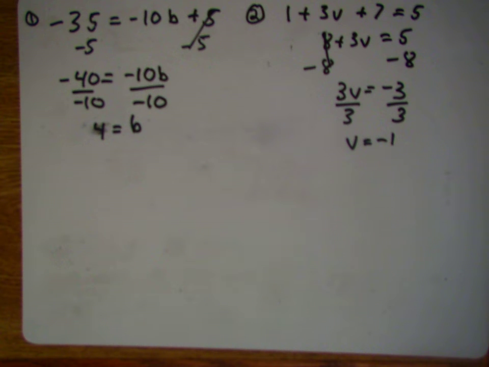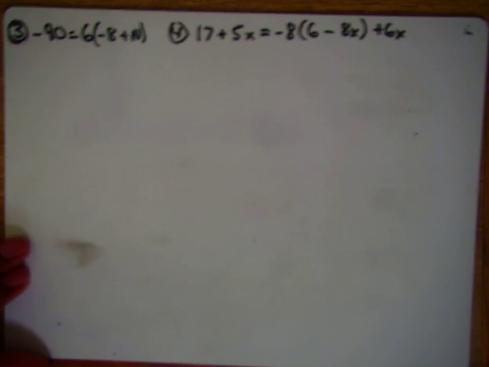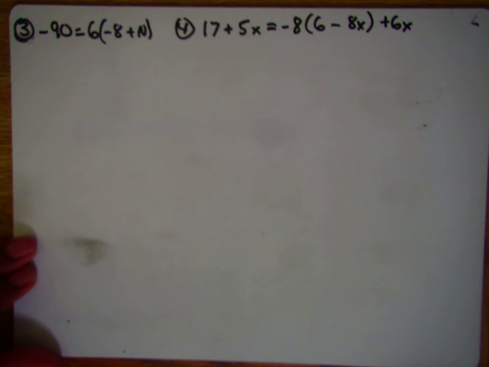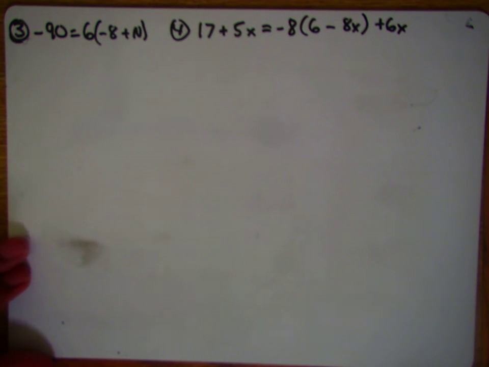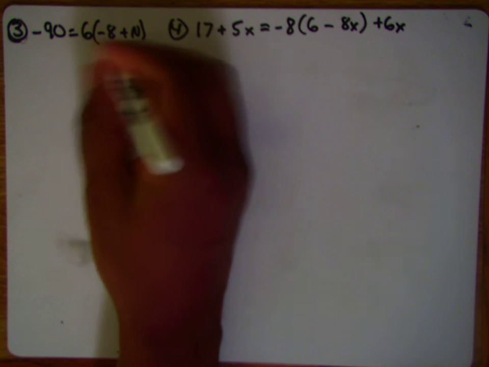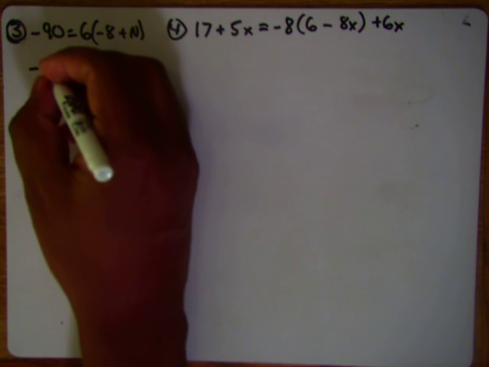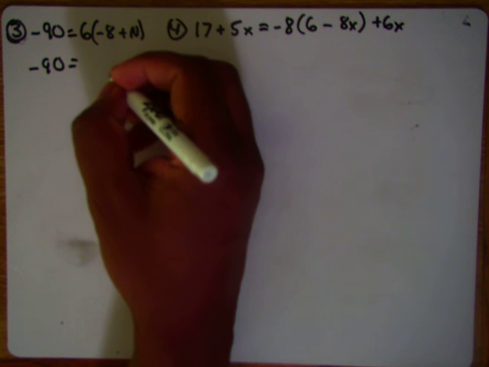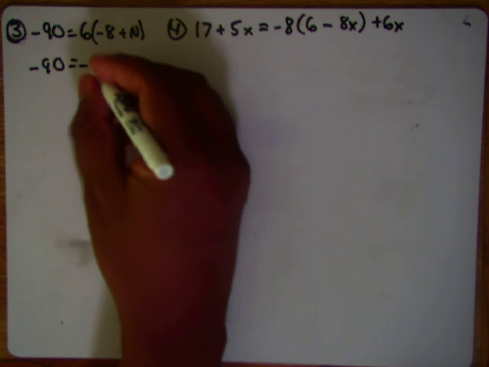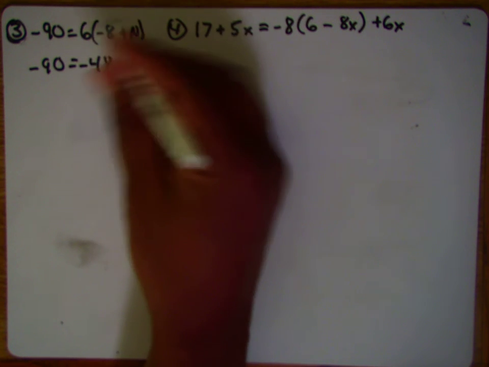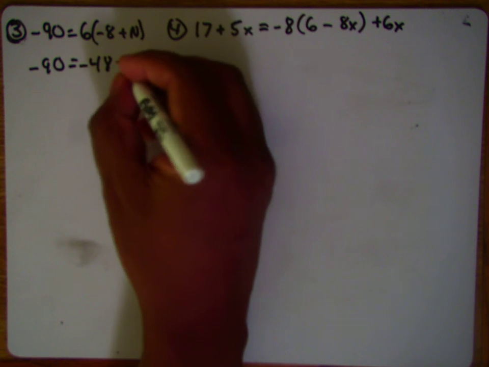Okay, now let's take a look at a couple more complicated questions here. On number 3 here, we're going to have to do distribution. We're going to take the 6 and distribute it this way. So 6 times negative 8, it's going to be negative 48. And then 6 times n, it's going to be 6n.